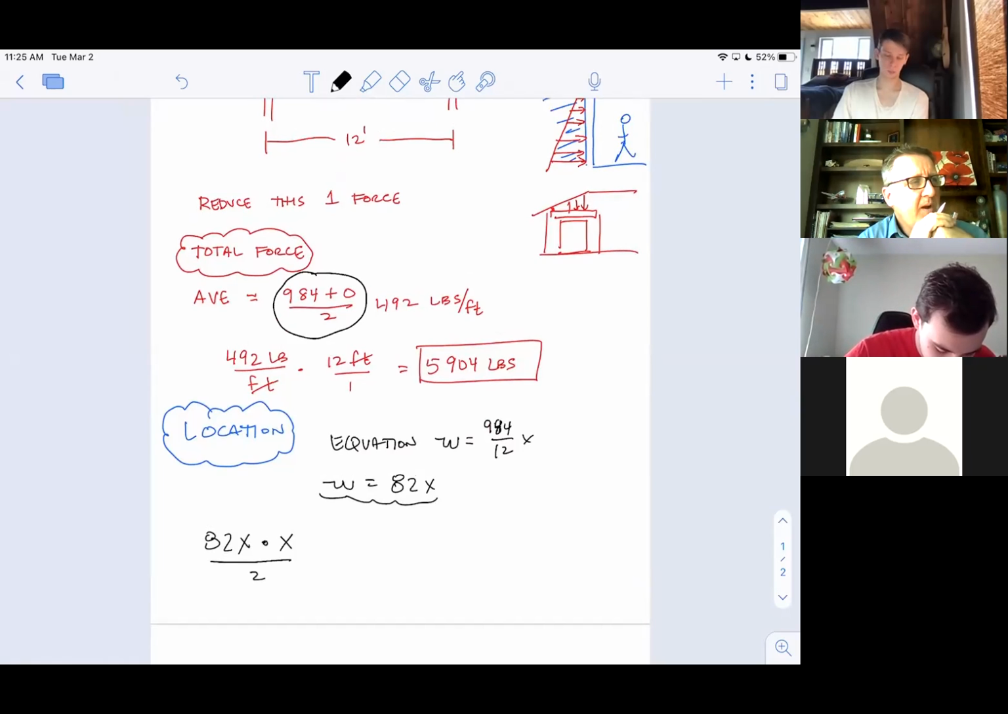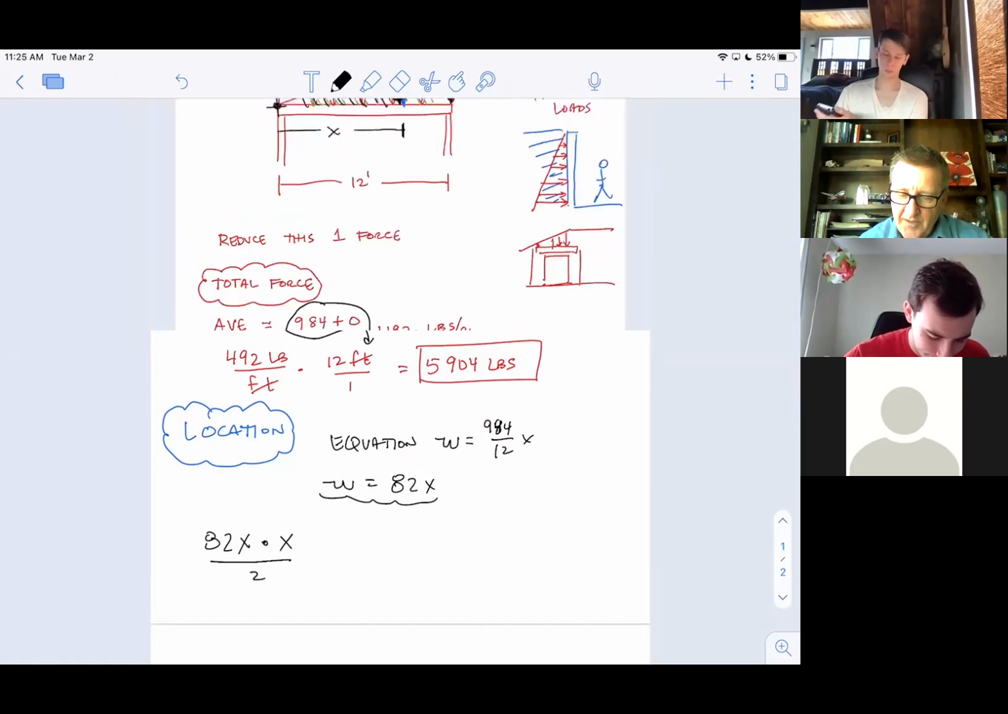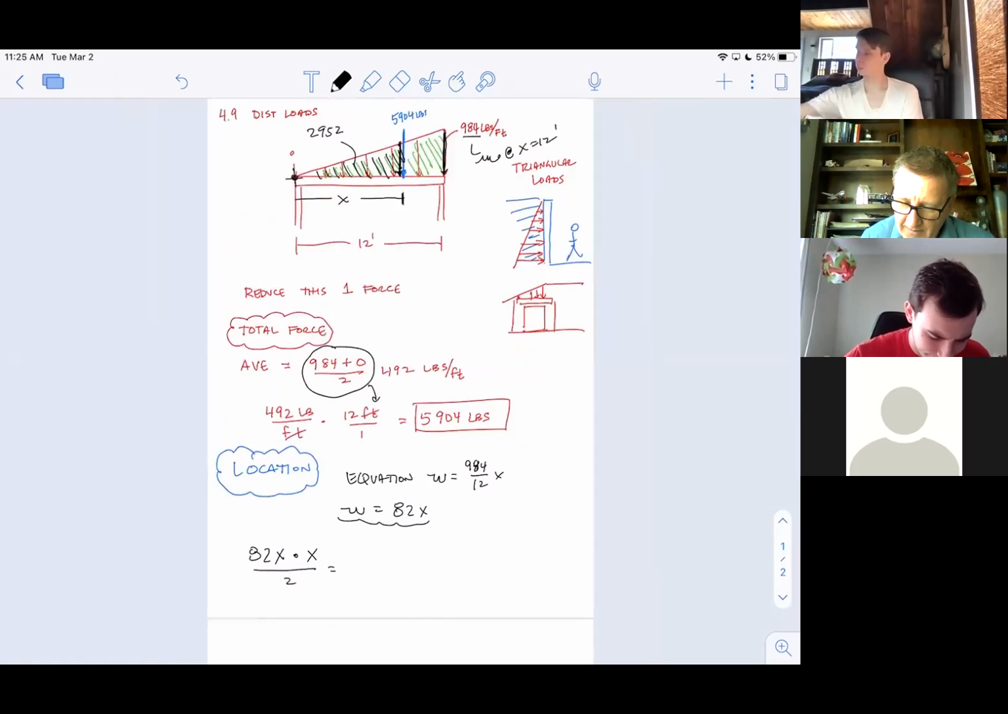I should say identical to that whole process, because then we multiplied it by 12. So it was 984 times 12 divided by 2. That's how we got 5904. So we need 82 times x again divided by 2 to give us that half weight, 2952.